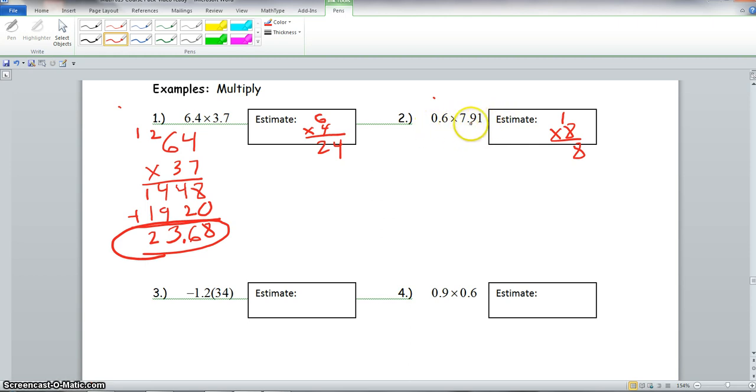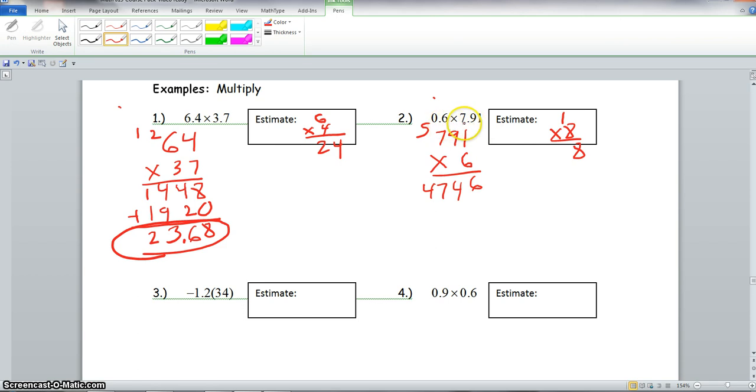I usually like to write the longer number on the top, and we know 7.91 would become 791, and 0.6 would become 6. So we have 6 times 1, which is 6, 6 times 9, which is 54, 6 times 7 is 42, plus 5 is 47. And now we have 4,746, and now we have to count behind the decimal.